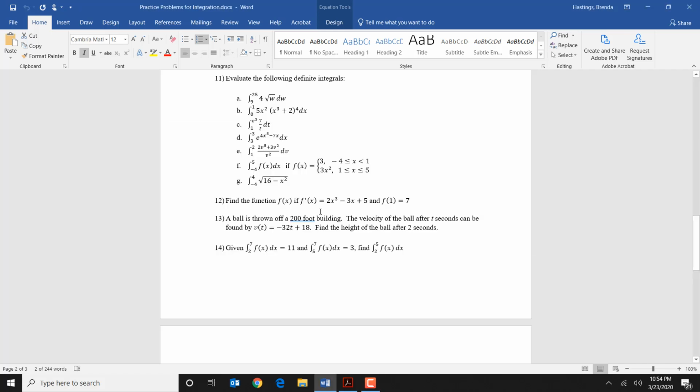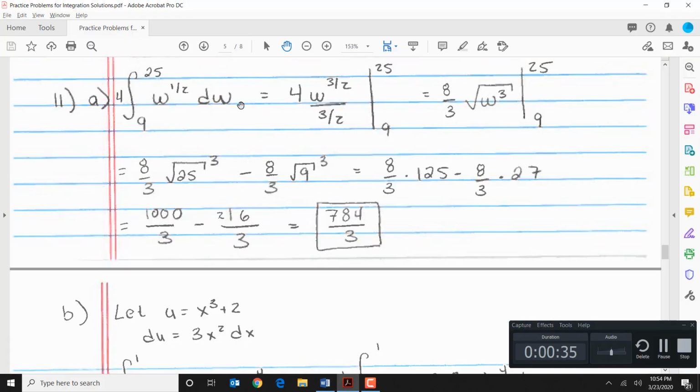So what I did is I rewrote that. I put the 4 out and I rewrote that as w to the 1/2. Use my power rule, w to the 1/2 plus 1 over 1/2 plus 1. And instead of my constant of integration plus c, I evaluated this definite integral from 9 to 25, which means I'm going to take this function right here, plug in 25, plug in 9, and subtract the two values.